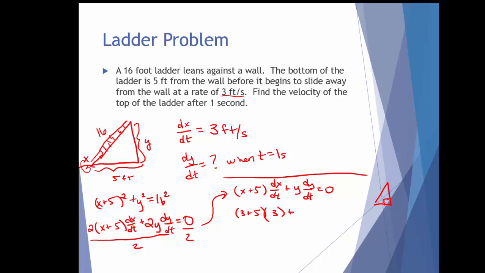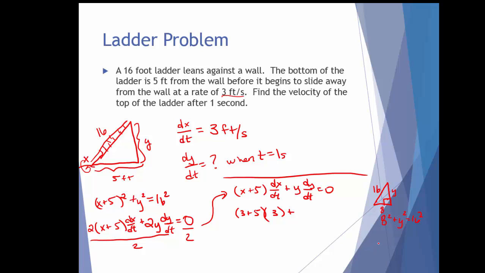To be a right triangle that has a hypotenuse of 16, we now know that the length of this side is 8 because we're 1 second later, and so this side has increased by 3. And the question is, what does that make y? Well, we can use the Pythagorean theorem to figure that out. So what we get is 8 squared plus y squared equals 16 squared.